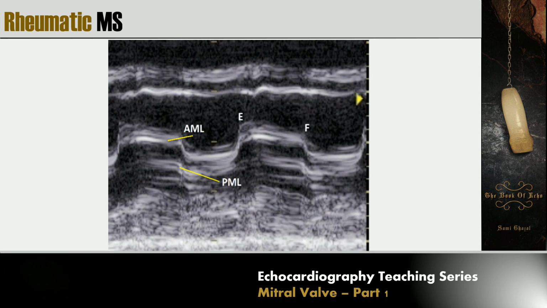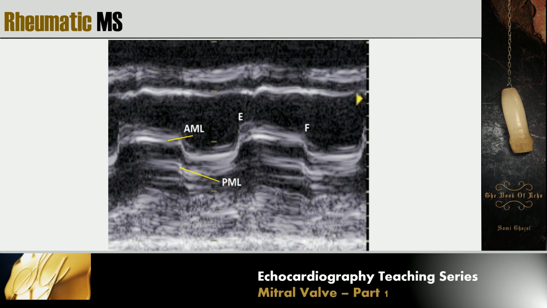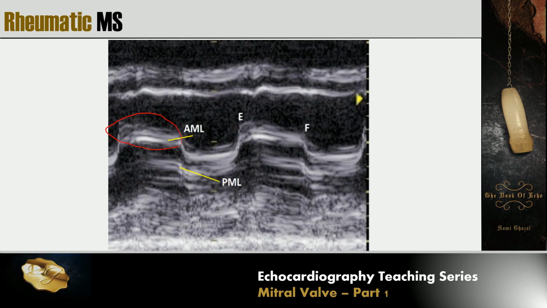M-mode was historically the only tool to evaluate rheumatic mitral disease, and the hallmark of rheumatic mitral disease on the M-mode is increased echogenicity of the leaflet and thickening. So this is the leaflet here. This is the anterior mitral leaflet. You will see it thickened and echogenic. And this is the posterior mitral leaflet here. You will see it also thickened. Another thing that we notice in M-mode, you will see that there is a decrease in the EF slope. So this slope during diastole will be decreased.